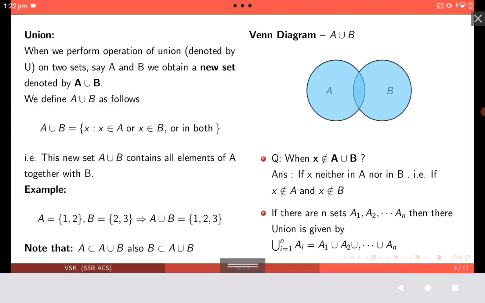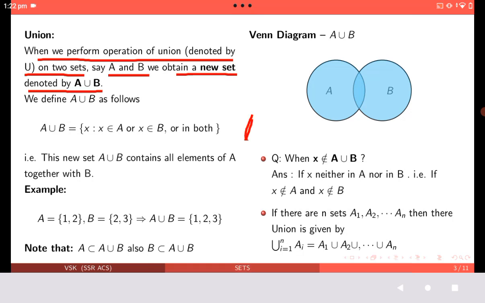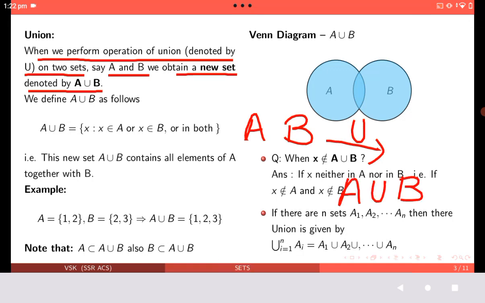Now first is union. What is meant by union? When we perform the operation of union, which is denoted by ∪, on two sets, say A and B, we obtain a new set denoted by A union B. That is, if we are having two sets A and B, and we perform the operation of union on the sets, then we get a new set which is denoted by A union B. This is the new set.